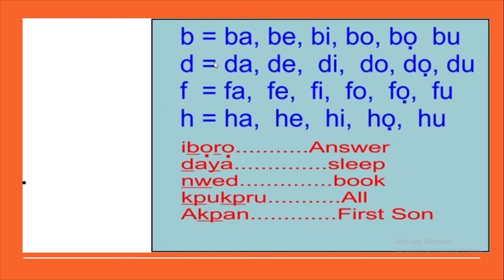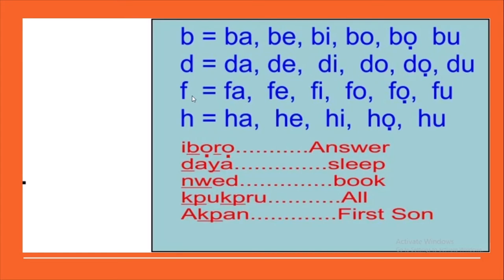Now look at the second one, which is letter D. If you use vowel sound A in it, it gives you da; D, E, de; D, I, di; D, O, do; D and U, du. So you see, da, de, di, do, du.